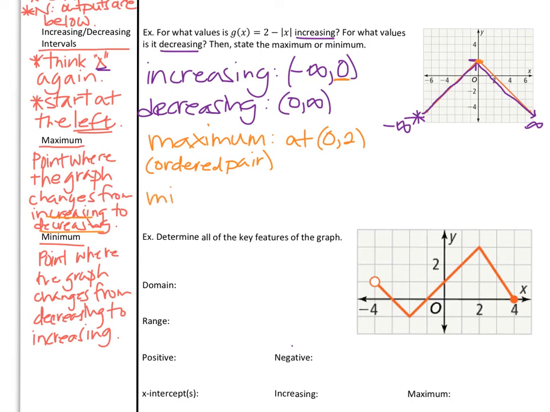A minimum, also an ordered pair, or pairs if there's more than one. Notice with those arrows on each side, it goes on forever. Because of that, there's no turning point to go back up to increasing. There are no minimums to this function.